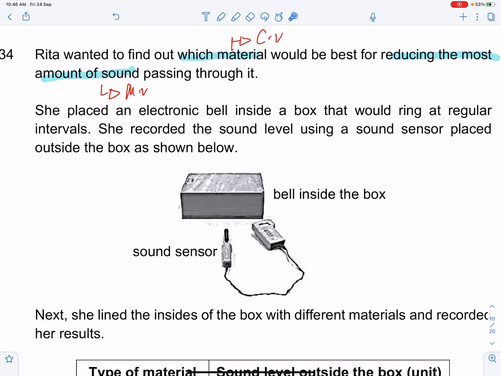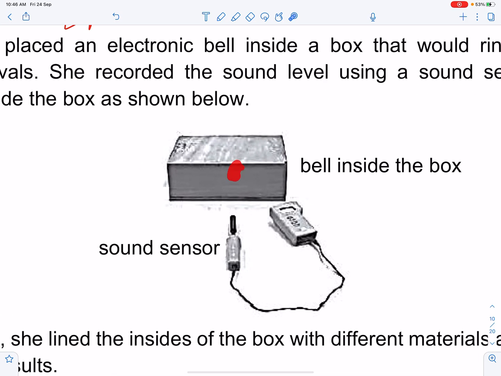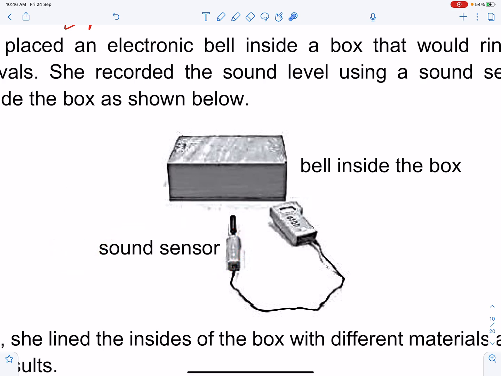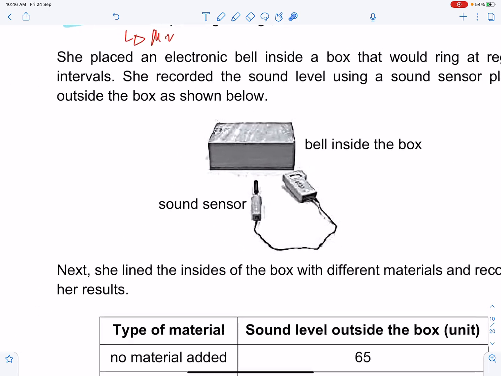So think about it. My bell is inside the box. So the material they should change is actually the material of the box. A material that reduces the sound would not allow the sound to travel out, right? And therefore, a good material that can block out sound would mean that my sound sensor will record a very low decibel. Okay, decibel is the measurement for noise level.